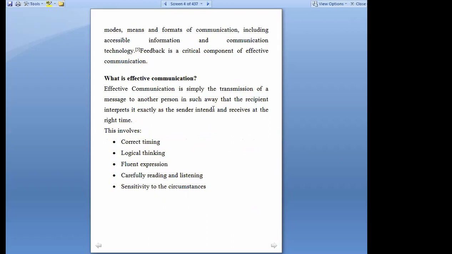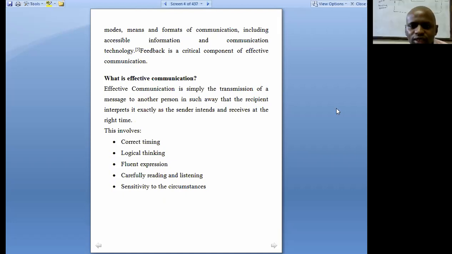So after talking about that, we need to understand what is effective communication. When somebody says, I'm communicating, what does that person mean? Effective communication is simply the transmission of a message to another person in such a way that the recipient is able to interpret exactly what the sender's intention was and receive it at the right time.